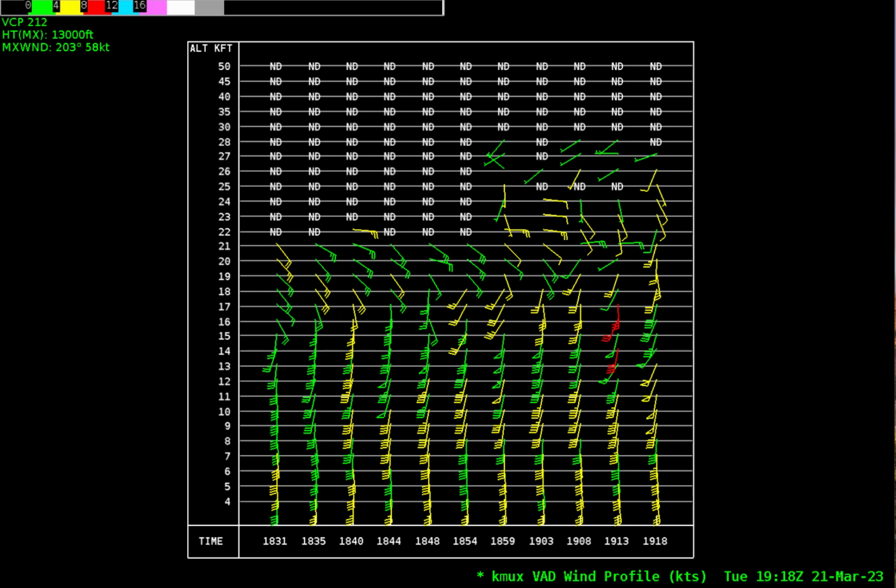Finally, the VAD wind profile at the KMUX radar shows the trend of increasing wind speeds at low levels with values in the 40 to 50 knot range.